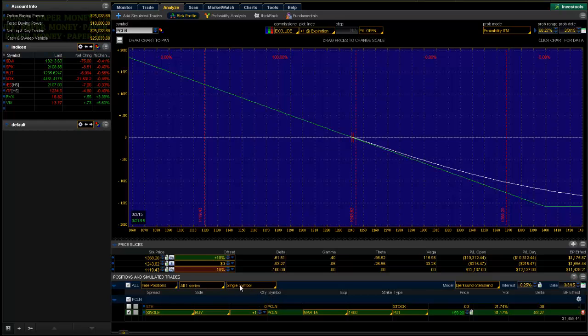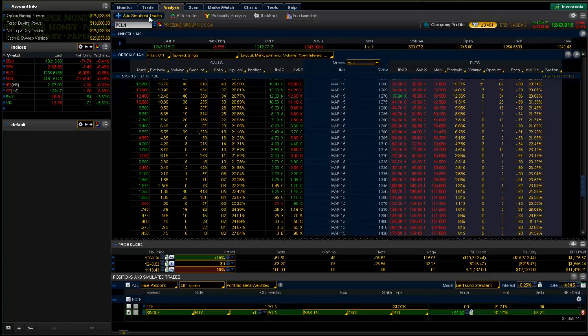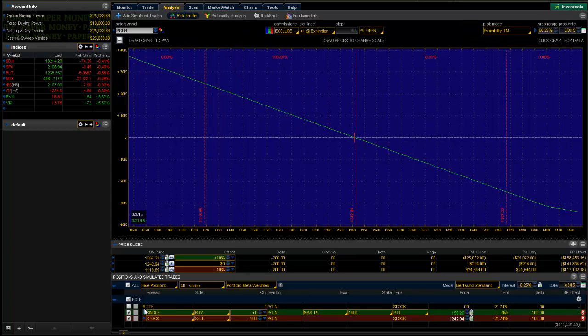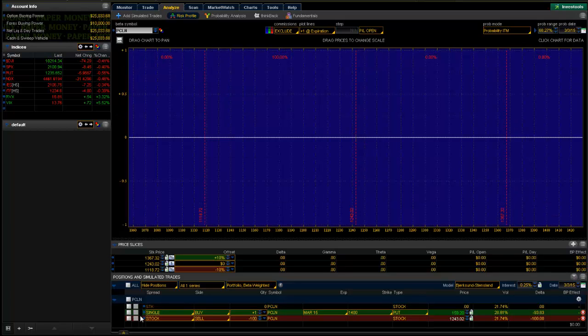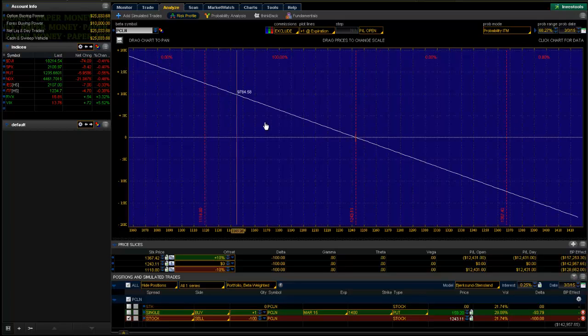Sorry guys, listen. Right here, this right here, single symbol. You have to check both if you want to see two different positions or two different underlyings. That's exactly why. So now you'll see it doesn't change that at all. I am so sorry. Now look, let's just go back here.